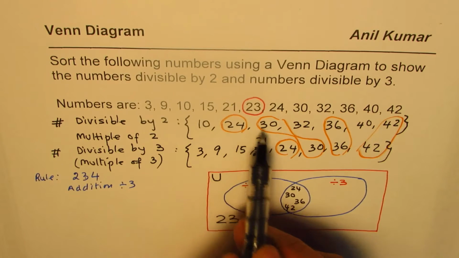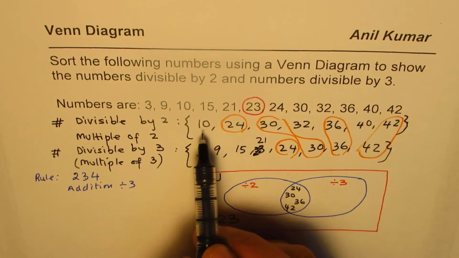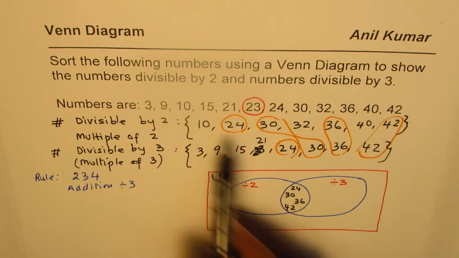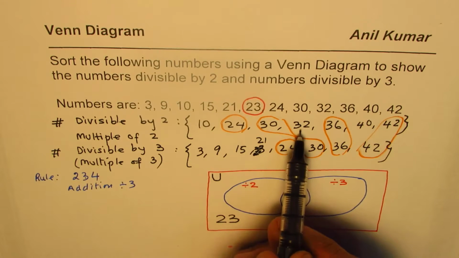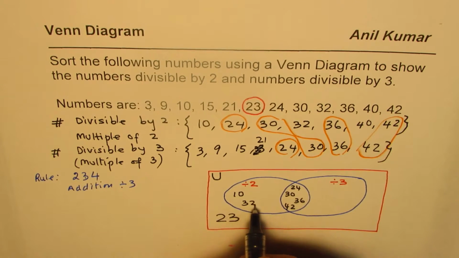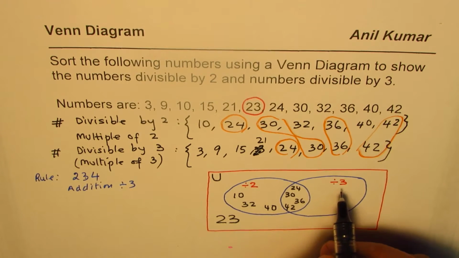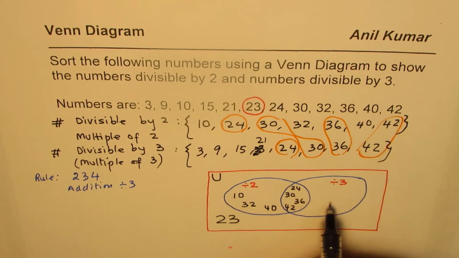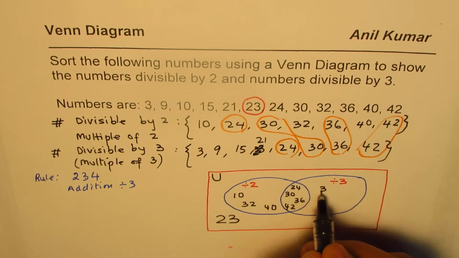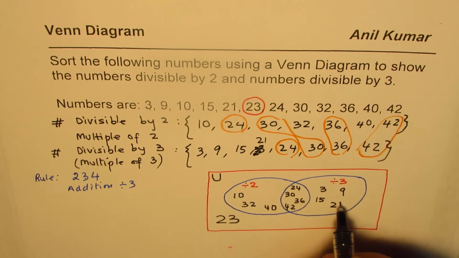The numbers which are not included in the common space or the intersection will be written outside that common space but inside the loop. So first loop, divisible by 2, 10 and 32 and 40 are left. Okay, so 10, 32 and the number 40 comes here. For the second one, we have got all these numbers. Let me place them one by one. 3, 9, 15 and 21.